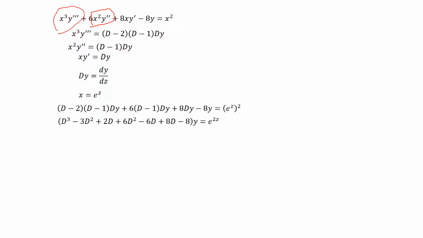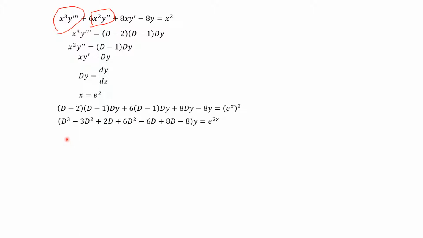Look at this. d times d, that's d cubed, and then this is negative 2d and negative d, that is negative 3d, and then times d is d squared, and then negative 2 times negative 1 is plus 2d. And this is 6d times d is 6d squared, 6 times negative 1 times d is negative 6d, and then plus 8d minus 8, and then y equals e to the dc.